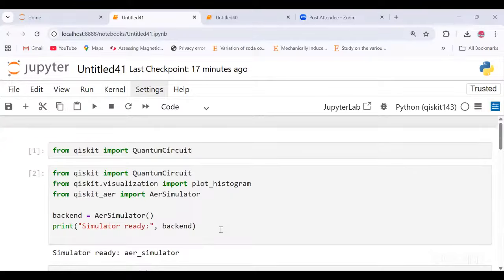What are we doing here? First, I have imported all the commands. I have imported the quantum circuit command. Then from Qiskit I have imported the visualization, the histogram, and the simulator. This is the very important one: the simulator. If we are working on hardware, this command is not needed. This is a simulator in this environment. All the instructions will go to the simulator, which will simulate the circuit and calculate it for us.